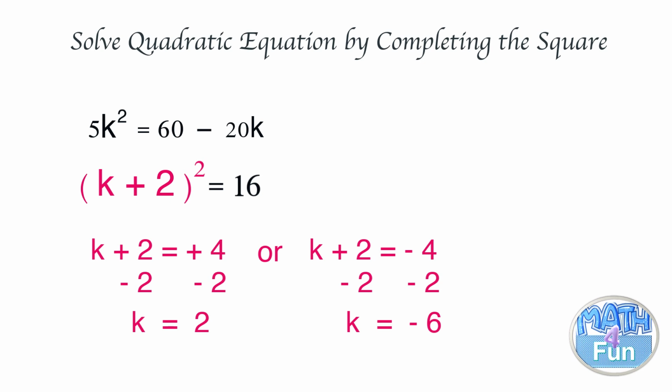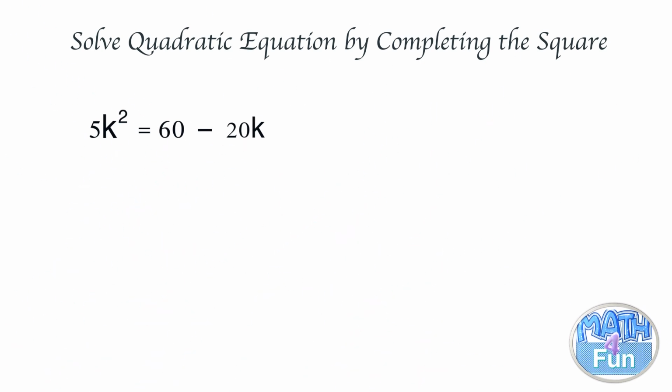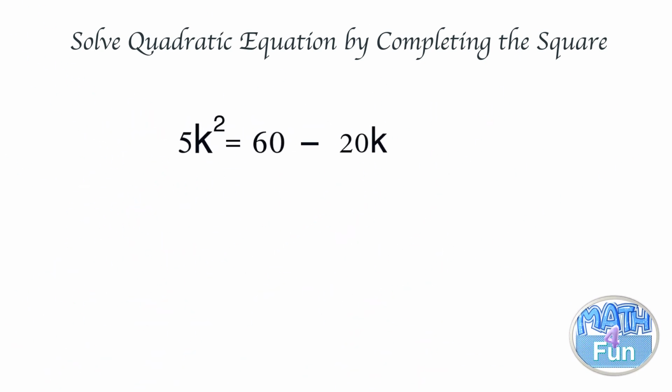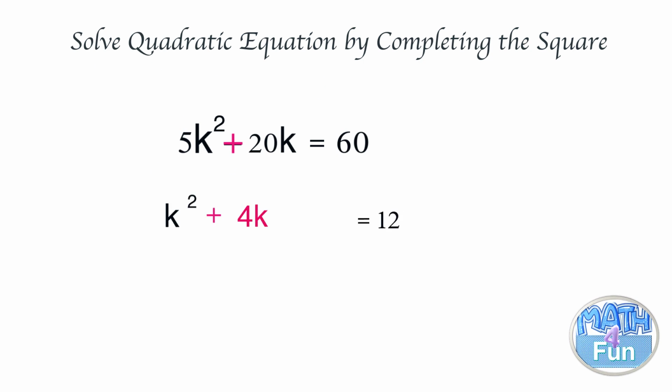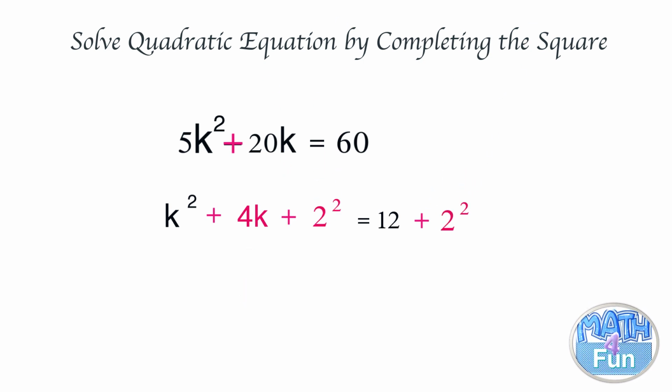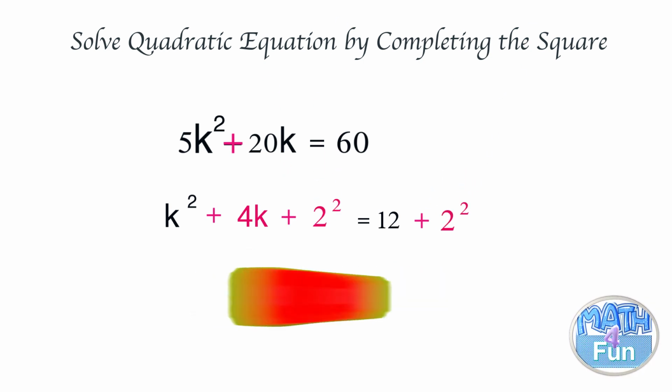Is that easy? I hope so. Remember the important steps in this process. First of all, we have to put the variables on one side and the constant term on the other side. Second step, we have to look at the coefficient of k squared. If it's not 1, we have to divide the whole equation by that number. And then we look at the coefficient of k, we divide it by 2, we square it, and we add it on each side of the equation, and then we solve the equation we got normally.